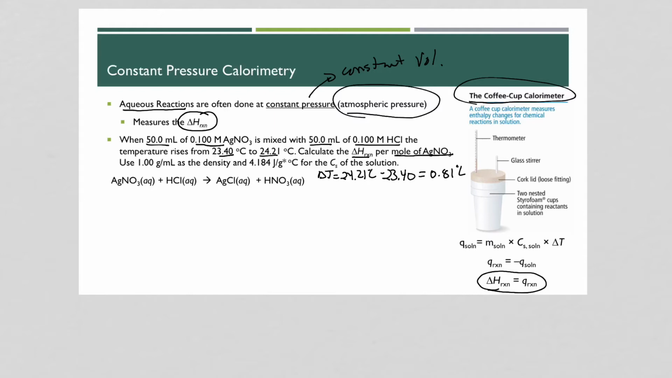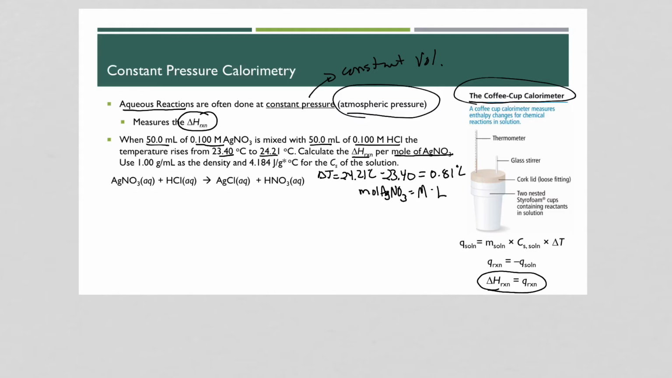In order to do that, we have to be able to calculate moles. So remember, when we're dealing with solutions, typically we're going to get moles by doing the molarity times the volume in liters. Remember, molarity is moles per liter. If we multiply it by the volume in liters, we're going to get our moles.